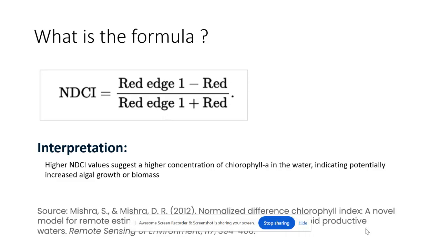And what is the formula of this index? The formula is red edge 1 minus red, divided by red edge 1 plus red. And how to interpret the NDCI? A higher NDCI value suggests a higher concentration of chlorophyll in the water, indicating potentially increased algae growth or biomass.